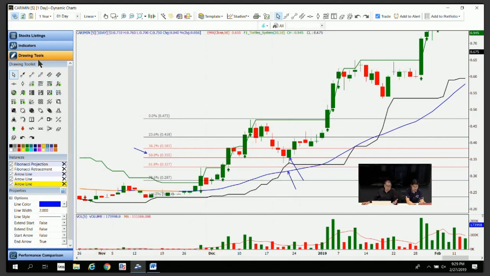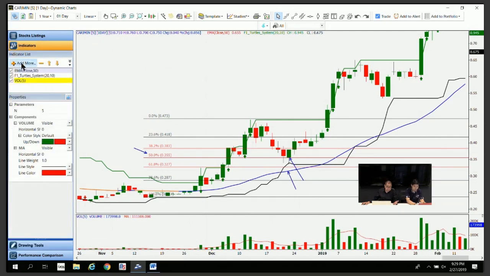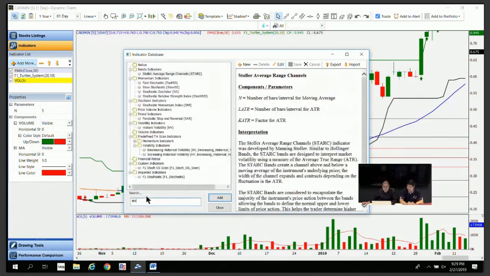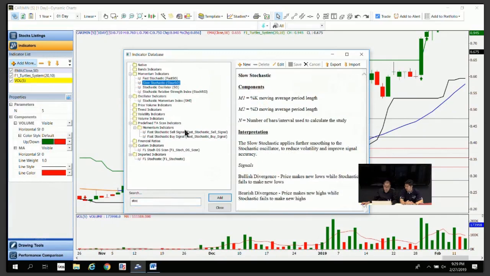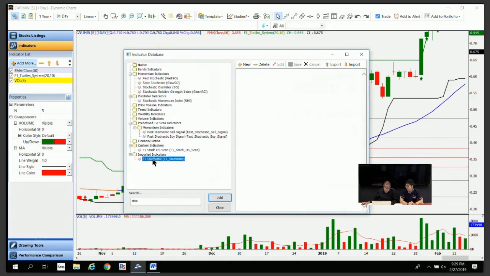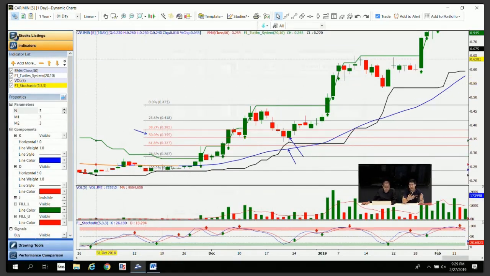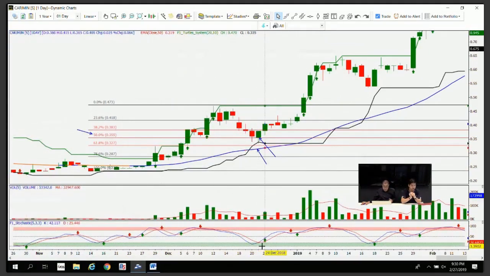So can we check stochastic? Click on indicator and put stochastic. Slow stochastic, add. Instead of 14, 3, please put 5, 3, 3, because you want to catch the bottom and top. The 5,3,3 will be very sensitive compared to 14,3,3. See, very nice. It hit the bottom. So Mr. Fred loves the 5,3,3.